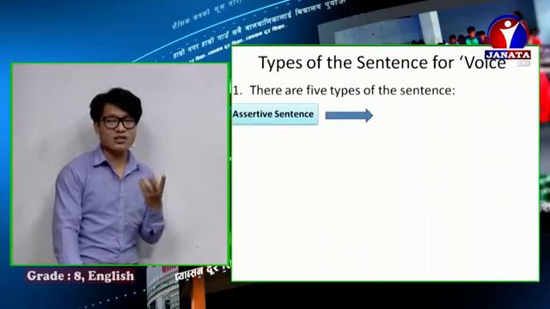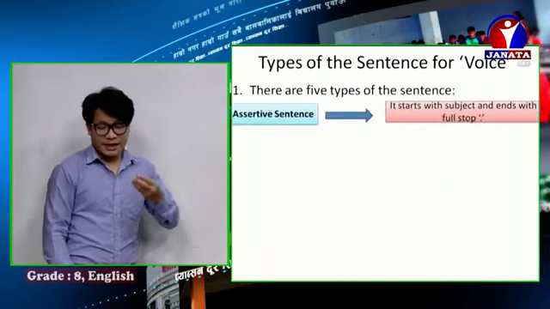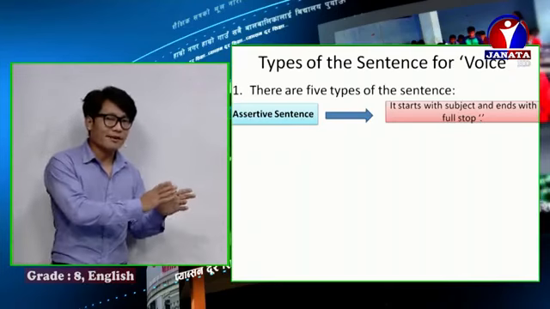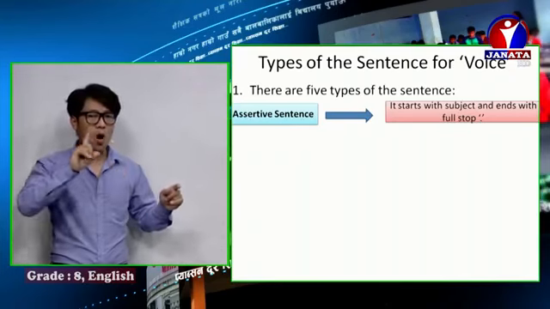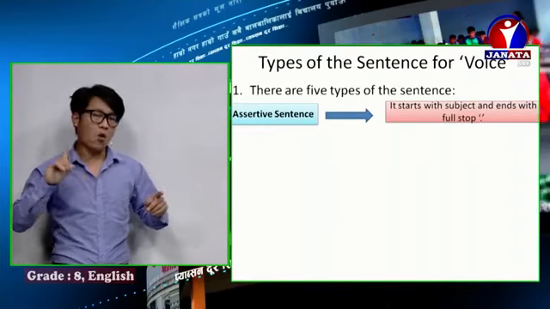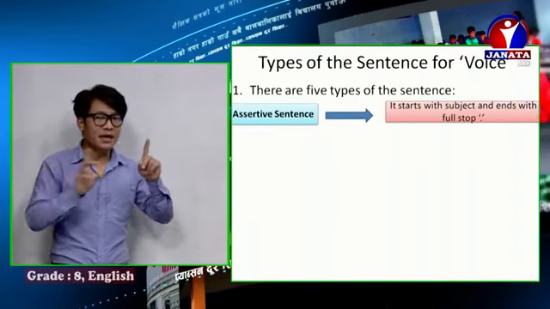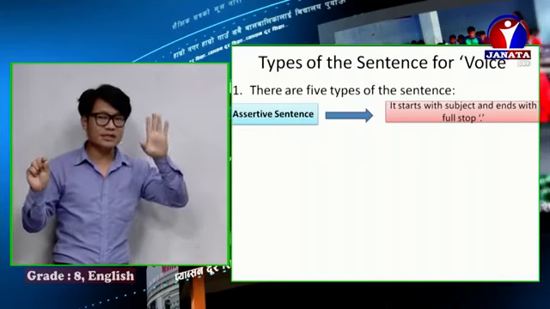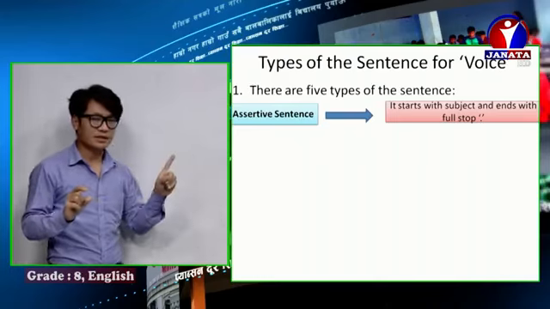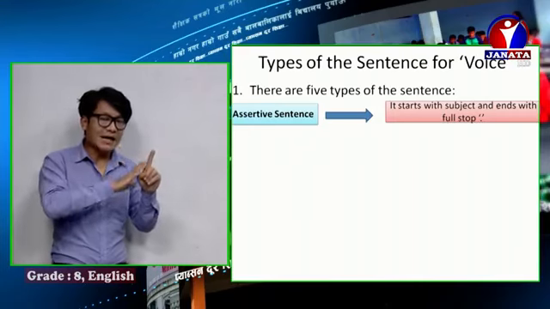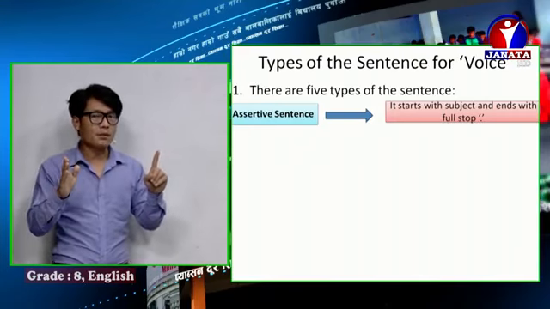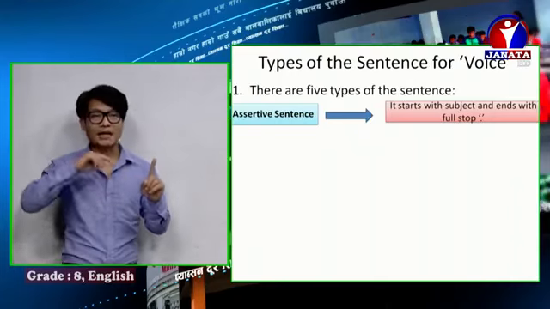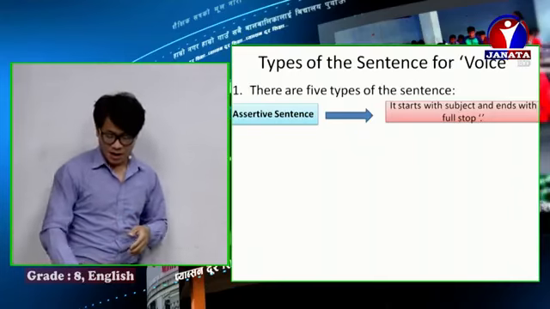One is assertive sentence. It starts with a subject and ends with a full stop, like I go home. I is a subject, and obviously this sentence ends with a full stop. So this is called assertive sentence. And another is I don't go home. This is also an assertive sentence because it starts with a subject and ends with a full stop.